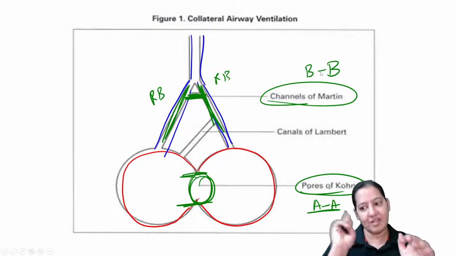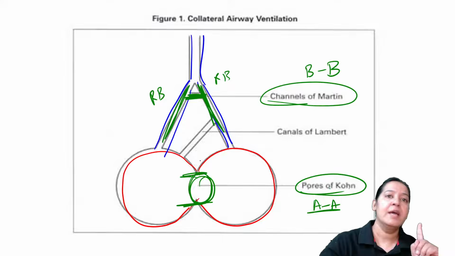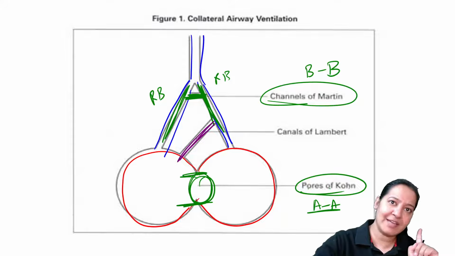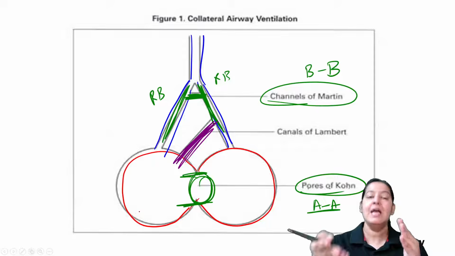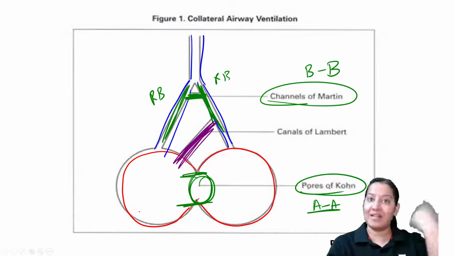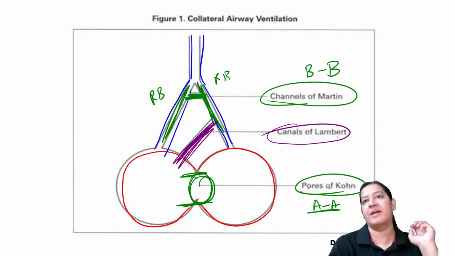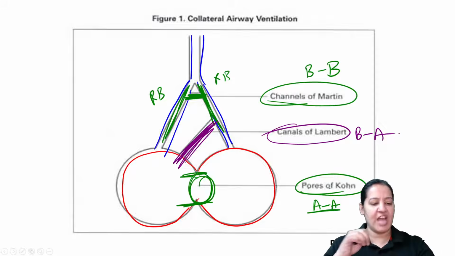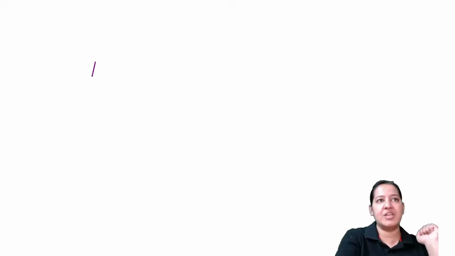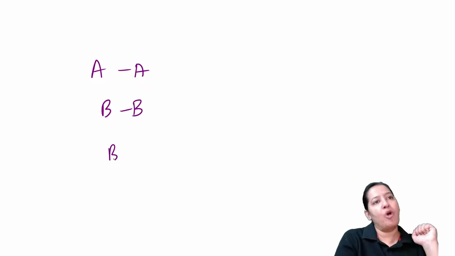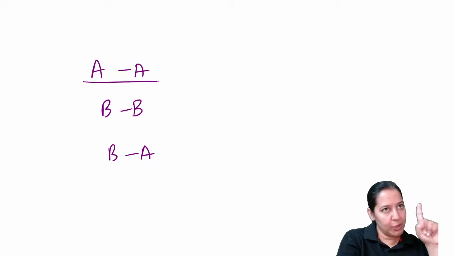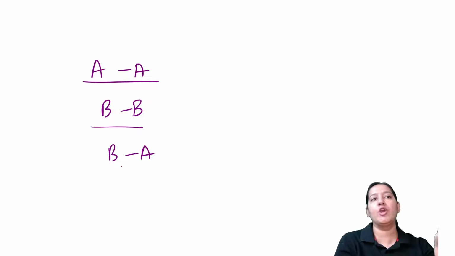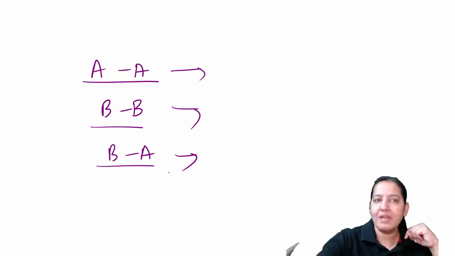My third point is that the alveolus is connected to the bronchiole by some channel. Yes, the alveolus is connected to the bronchiole by a third channel, known as the channel of Lambert. It is known as the bronchioalveolar connection. So there are 3 types of connections: interalveolar, interbronchiolar, and bronchioalveolar, between 2 alveoli, between 2 bronchioles, and between a bronchiole and an alveolus. They have specific names.